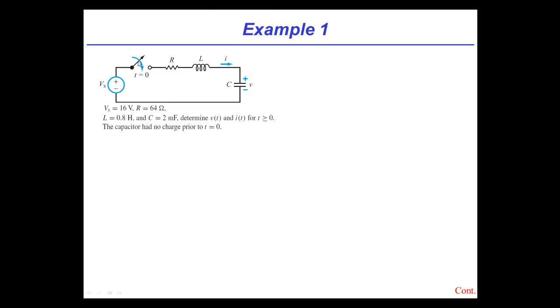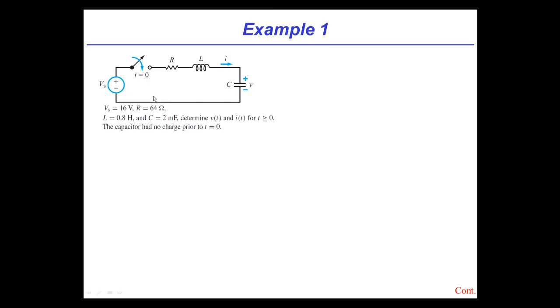Initially, it's open, but you know that the capacitor has no charge, so you know the initial voltage. And then you're going to flip the switch, and it'll force this Vs onto that circuit. Okay, so this is not a natural response problem. This is a forced response problem. So we'll use the total response formulas.